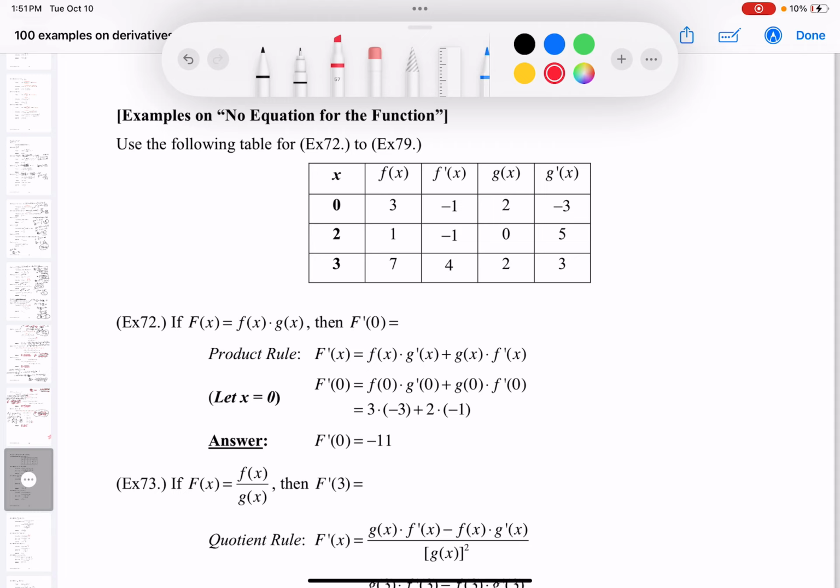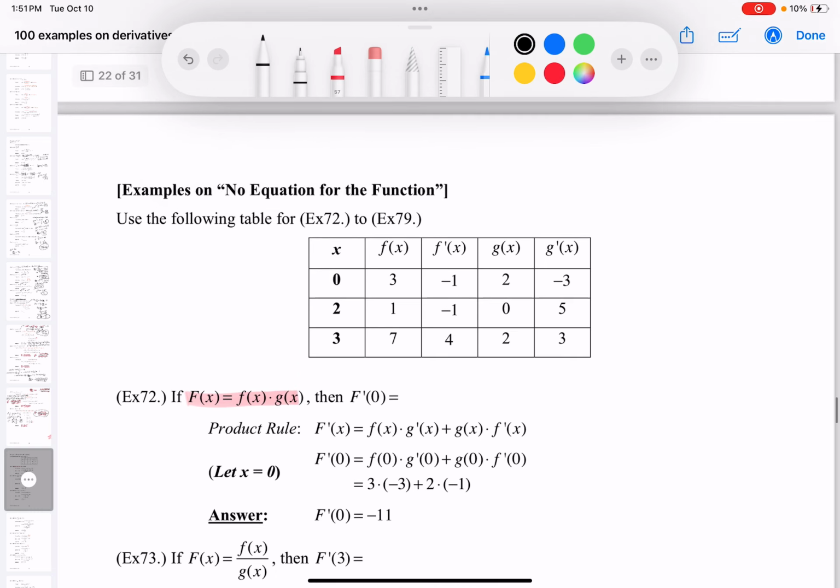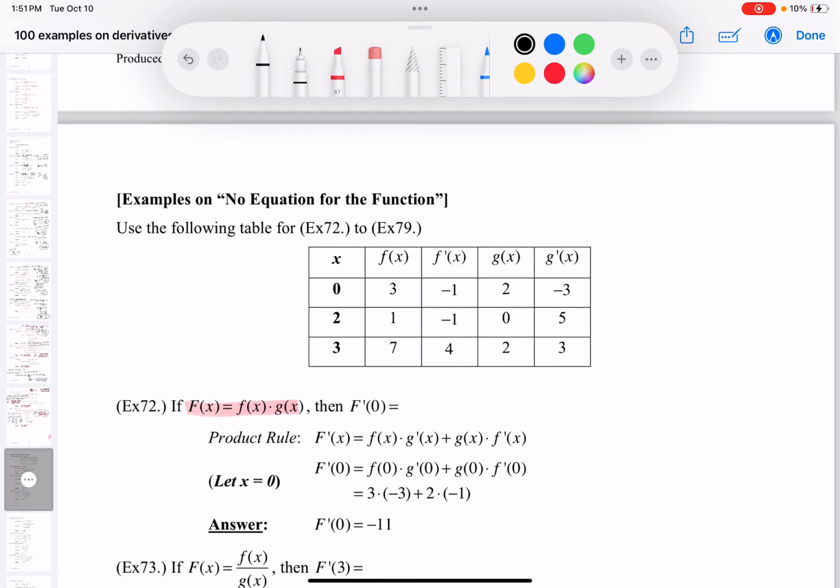And f prime is 0. All right, let me just write down what f of x is. This is f of x right here. So what I'd like to do is write down f prime before I do f prime is 0. So big F prime would be what? I'm going to say f of x times g prime of x. I'm using the product rule, right? So plus f prime of x times g of x.